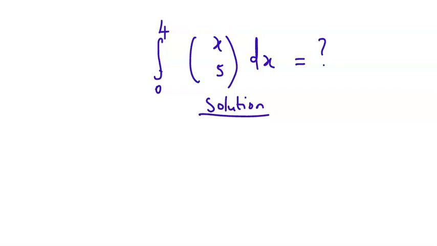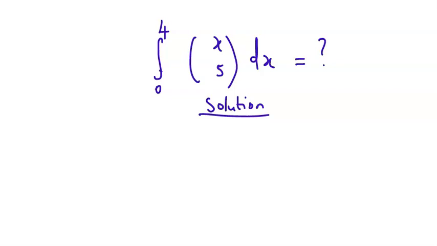Hello, today we have a definite integral. The integral from 0 to 4. Wait a minute. We have something like a bracket. We have something like an upper subscript, right? I think that is a superscript, and we have a subscript. x 5 dx. What does this mean?